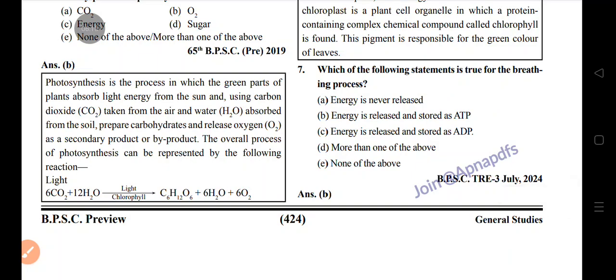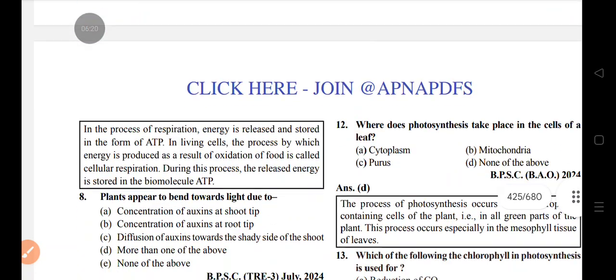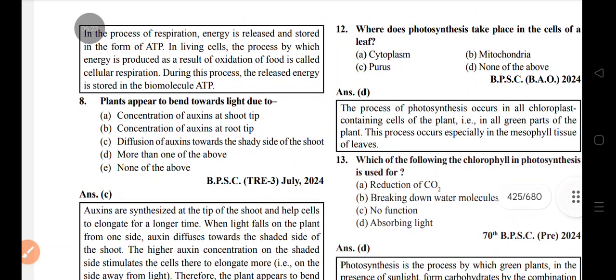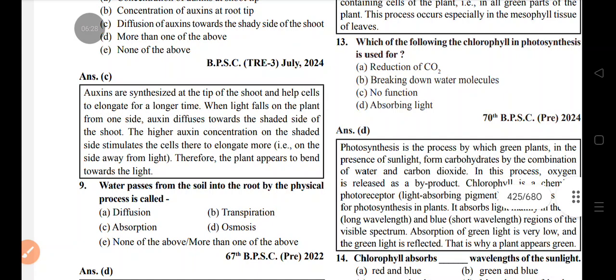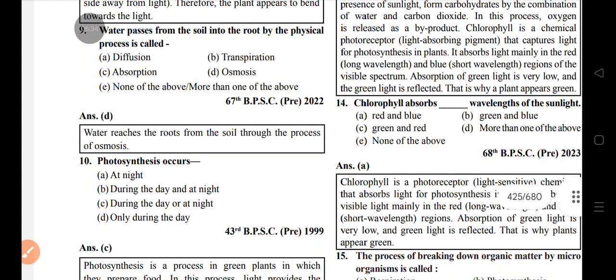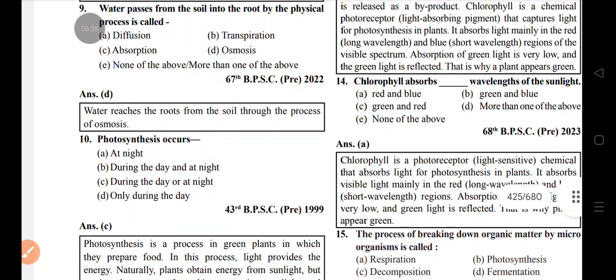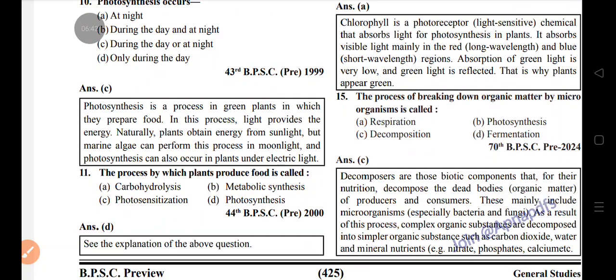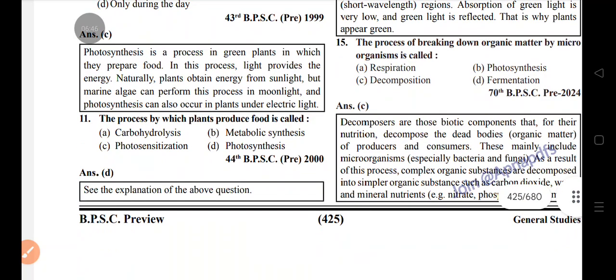Energy is released and stored as ATP. Plant appear to bend towards light due to diffusion of auxin towards the shady side of the shoot. Water passes from the soil into the root by the physical process called osmosis. Photosynthesis occurs during day or at night? Process by which plant produce food is called photosynthesis.